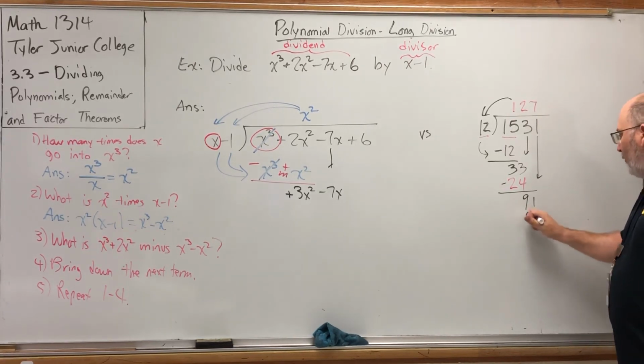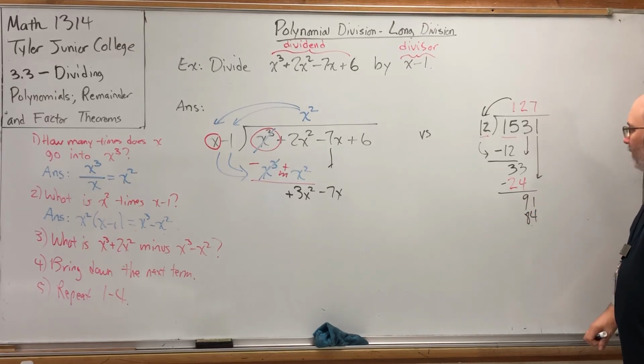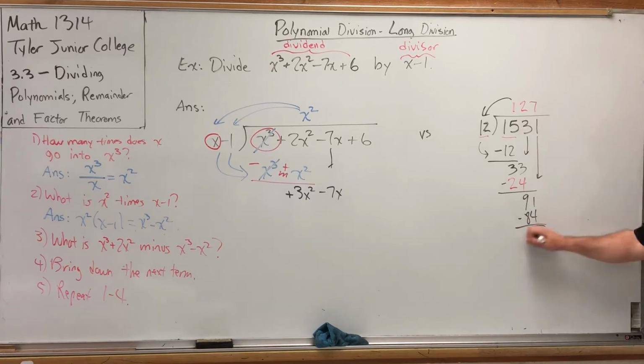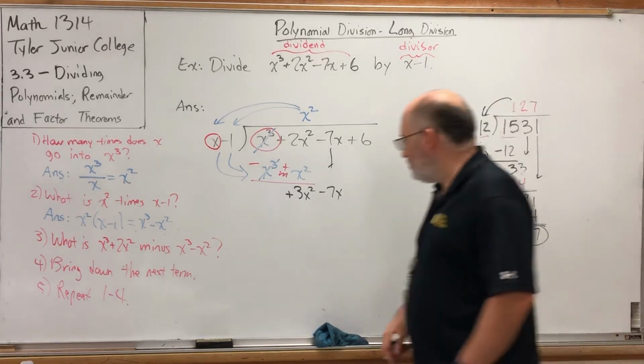7 times 12 is 84. 91 minus 84 is 7. We'll talk about what to do with the remainder in a moment. Let's finish this long division.